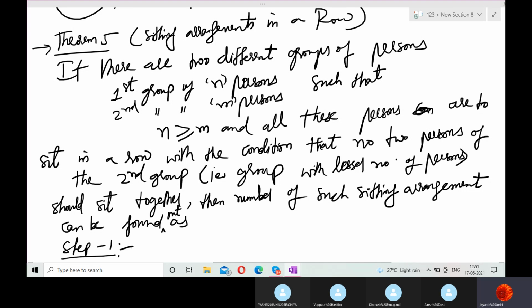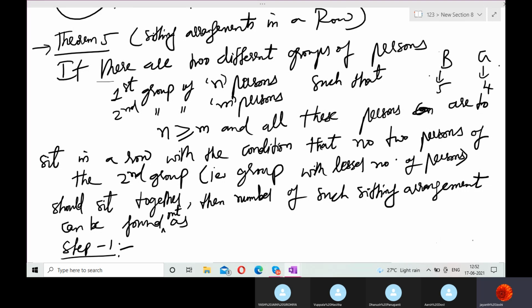So now please understand this, and I'll write the steps. If there are two different groups of persons, like boys and girls, the first group has n persons, say 5 boys, and the second group has m persons, and I already told you n is greater than or equal to m. So 4 girls. There are 5 boys and 4 girls, and all of these persons are to sit in a row.